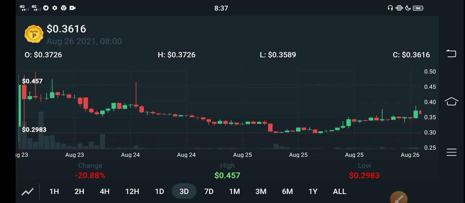So please guys, don't take it seriously. That is a temporary change. After a few days the changes will again be positive guys.